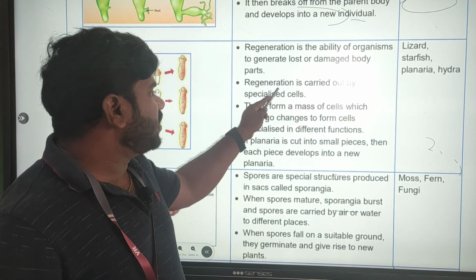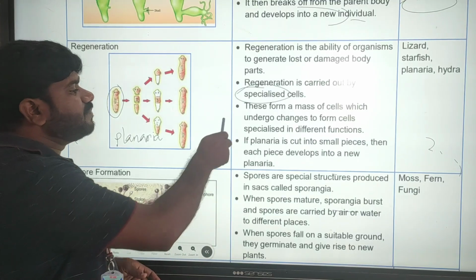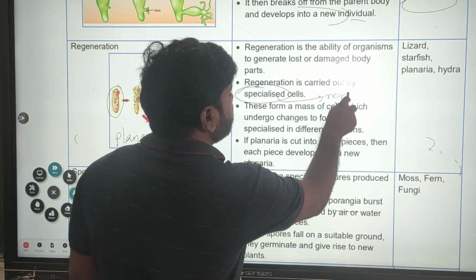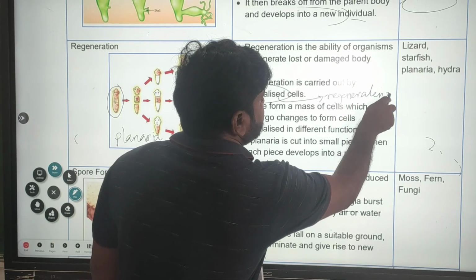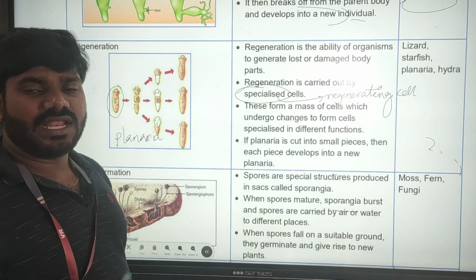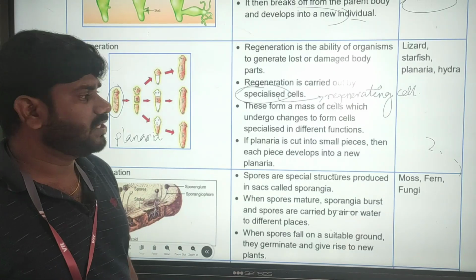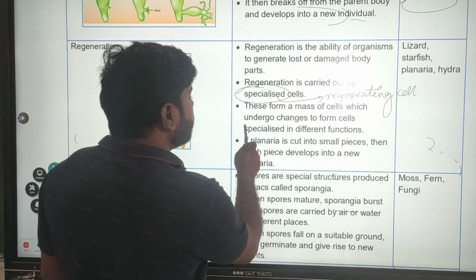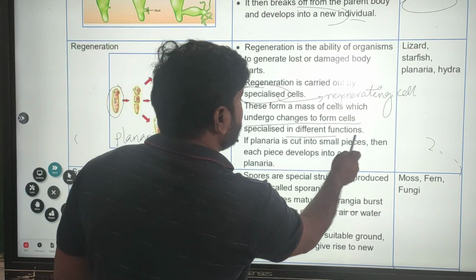Regeneration is carried out by specialized cells. This is very, very important. When a specialized cell, or we can say a regenerating cell, is present, then only can an organism reproduce through the process of regeneration. These form a mass of cells which undergoes changes into cells specialized in different functions.